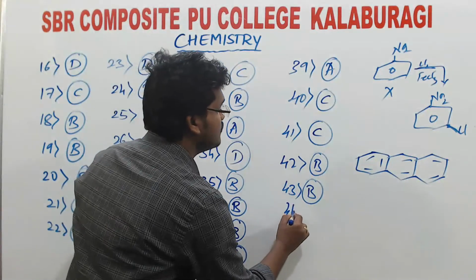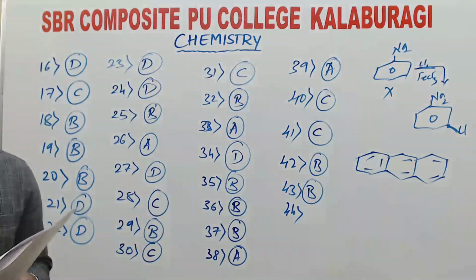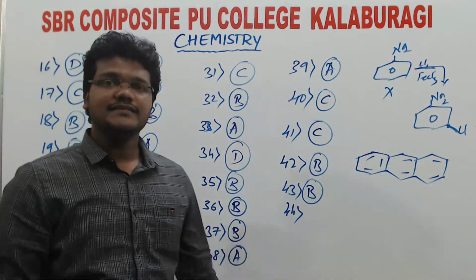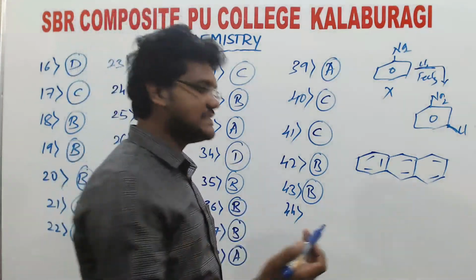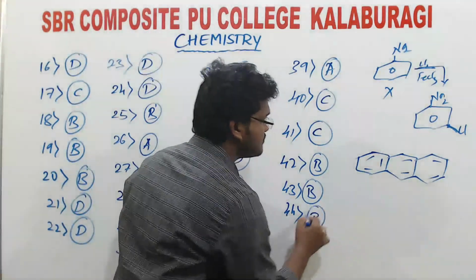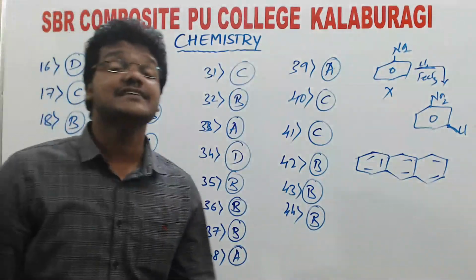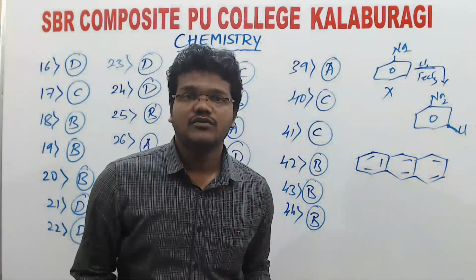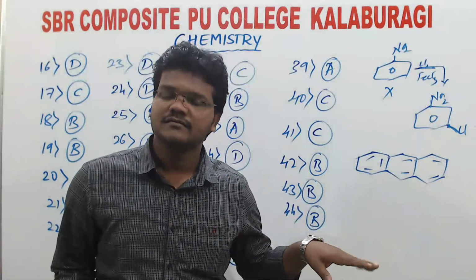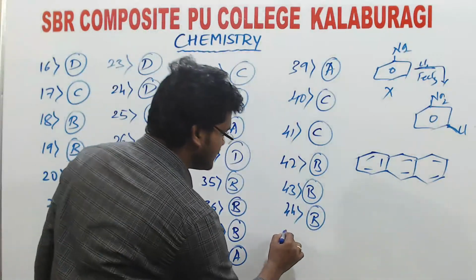So let's go for 44. Benzene molecule, the structure of benzene. Obviously, it is a planar molecule, so it is option B. That's why it is aromatic. That is the condition I said. To be aromatic, the structure should be planar. Okay. So 44 done.